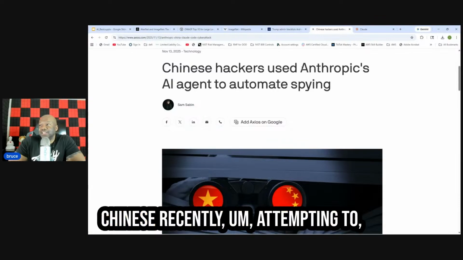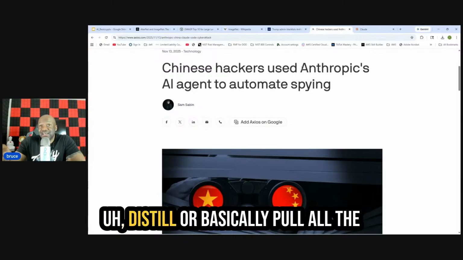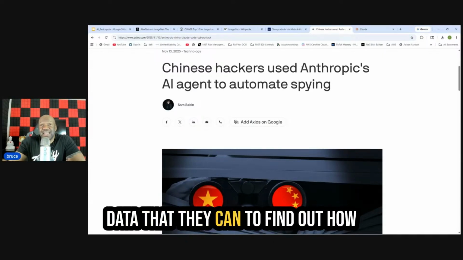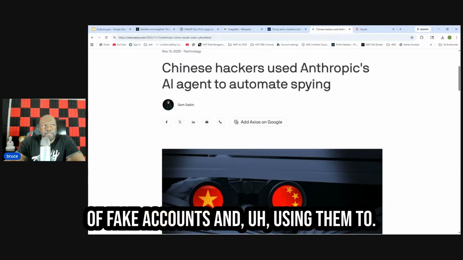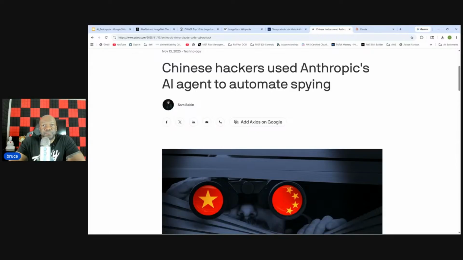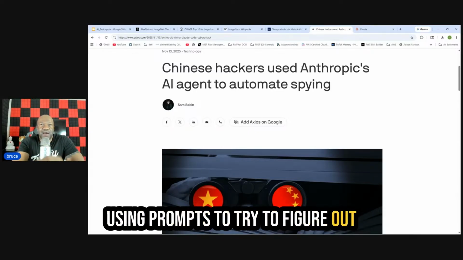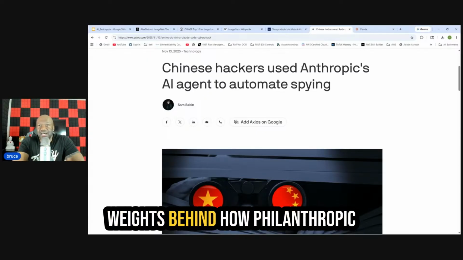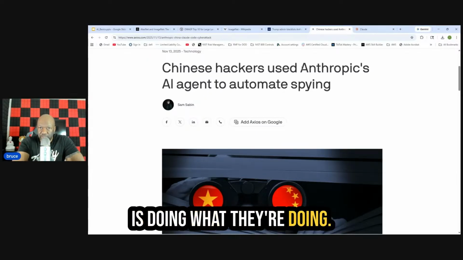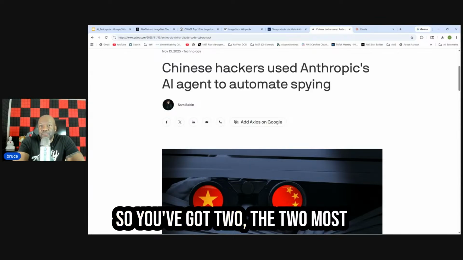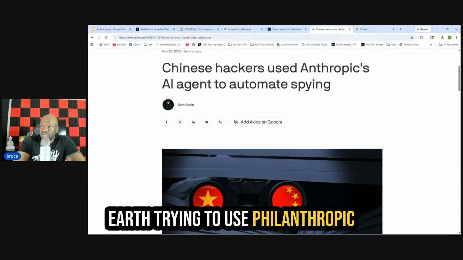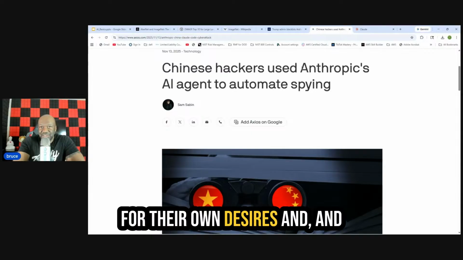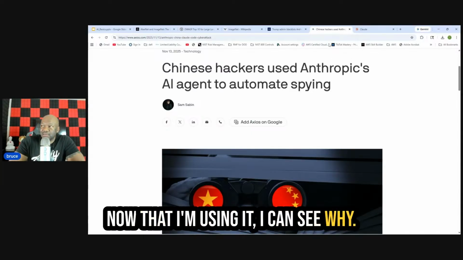Speaking of stealing, you've got the Chinese recently attempting to distill, or basically pull all the data that they can, to find out how Anthropic works by making thousands of fake accounts and using prompts to try to figure out what the weights are behind how Anthropic is doing what they're doing. So you've got the two most powerful organizations on planet Earth trying to use Anthropic for their own desires, and now that I'm using it, I can see why.